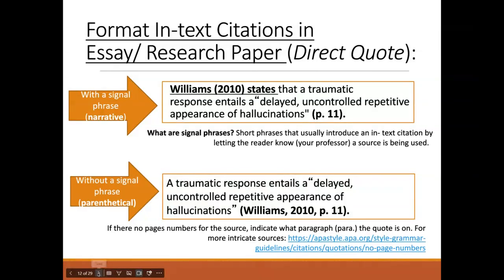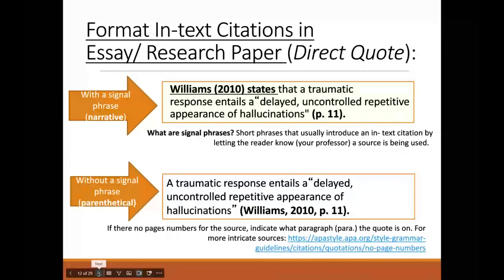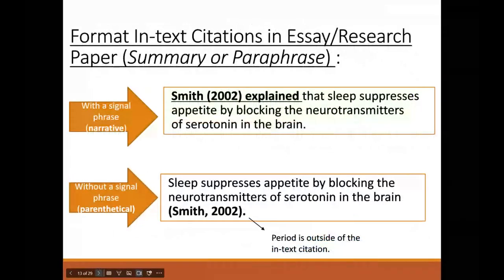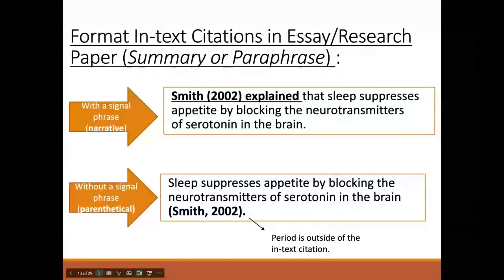Okay. So how do we format in-text citations in an essay or research paper? Either we summarize or paraphrase. So again, a narrative in-text citation with a signal phrase: Smith (2002) explains that sleep suppresses appetite by blocking neurotransmitters of serotonin in the brain. All right, a narrative citation includes the whole sentence.